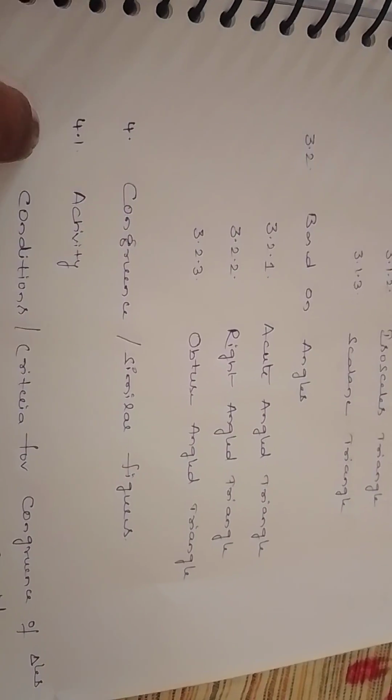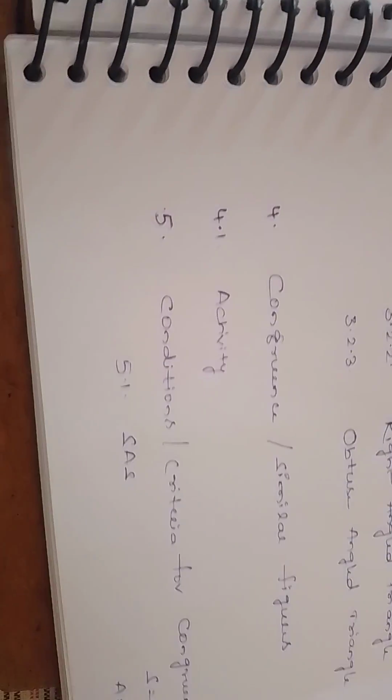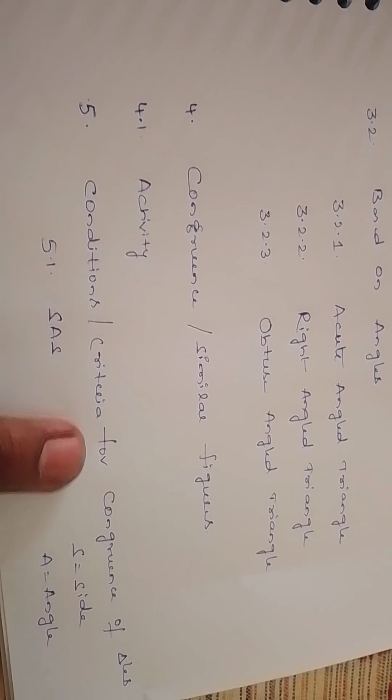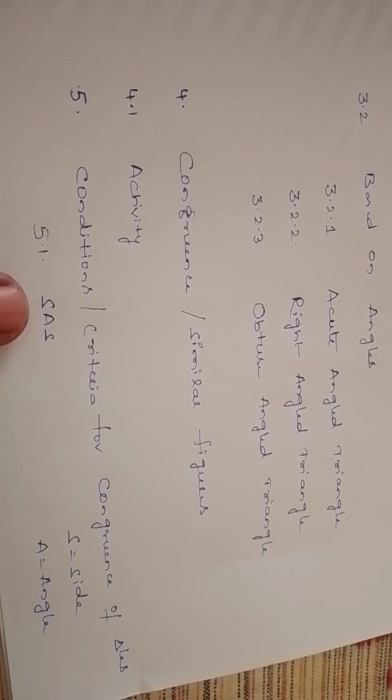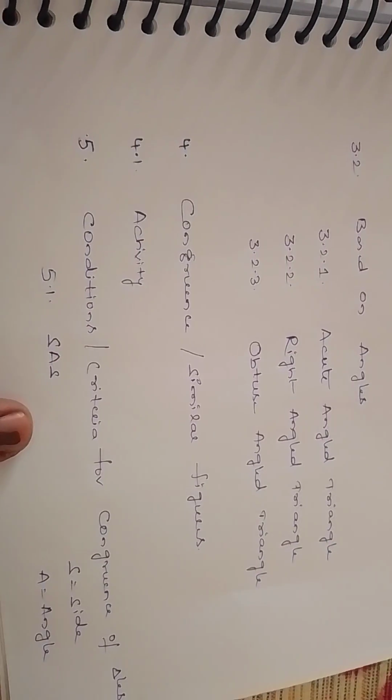Then the fourth topic is what is congruence and what are similar figures. Then we go for the activity. Then the fifth is conditions or criteria for the congruence of triangles, that is the first one is SAS, that is side angle side axiom or property.